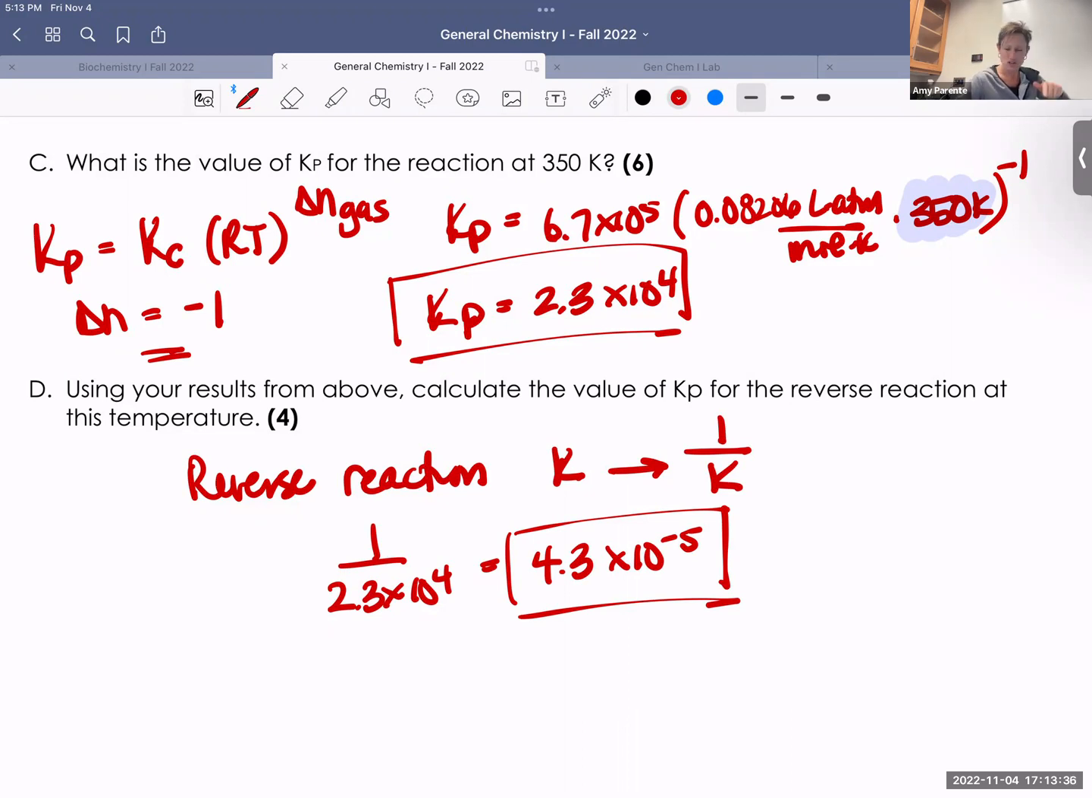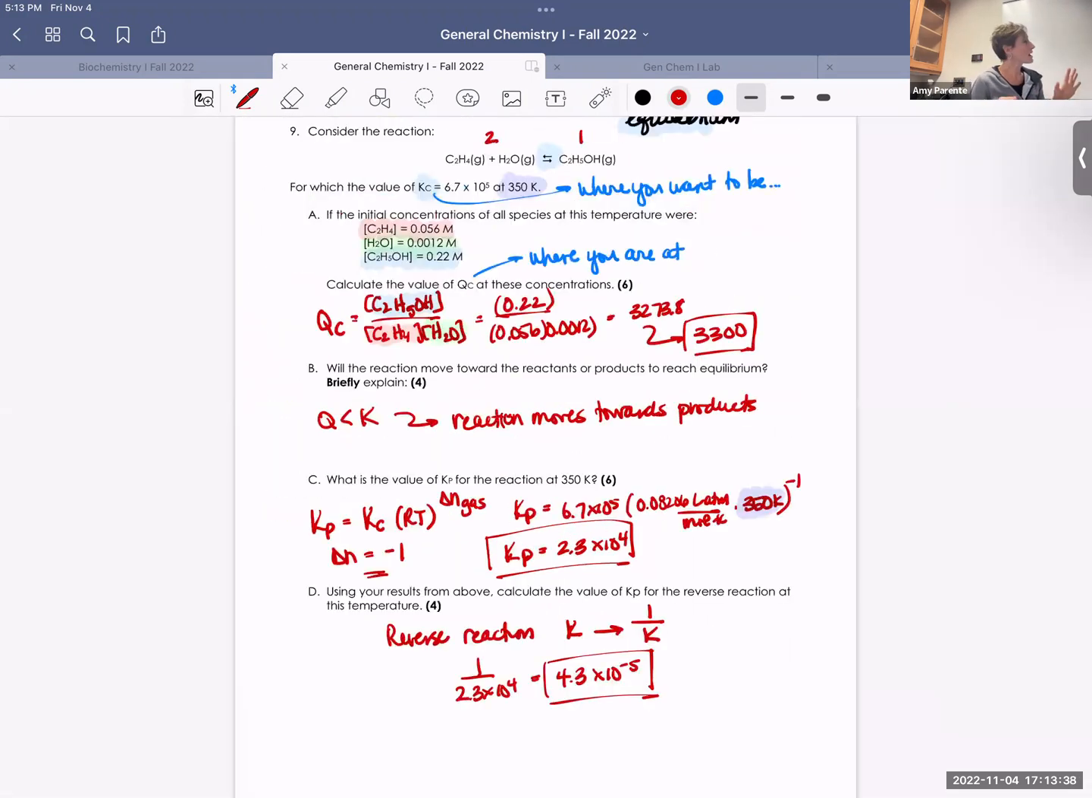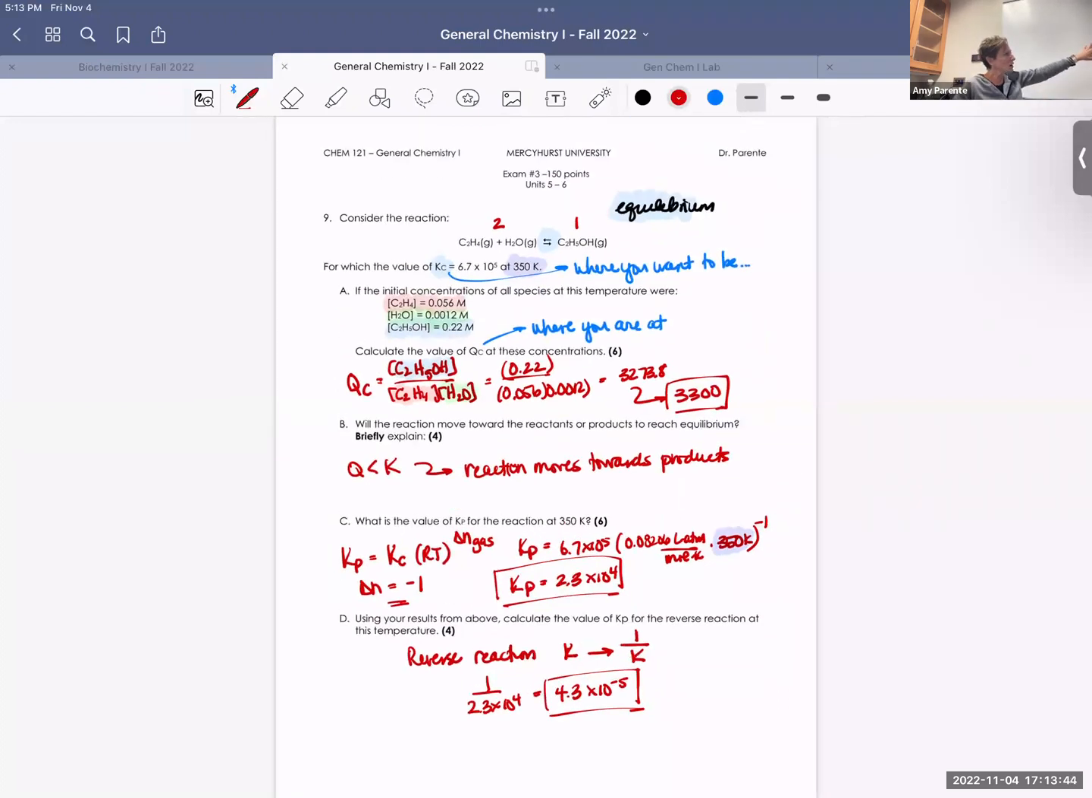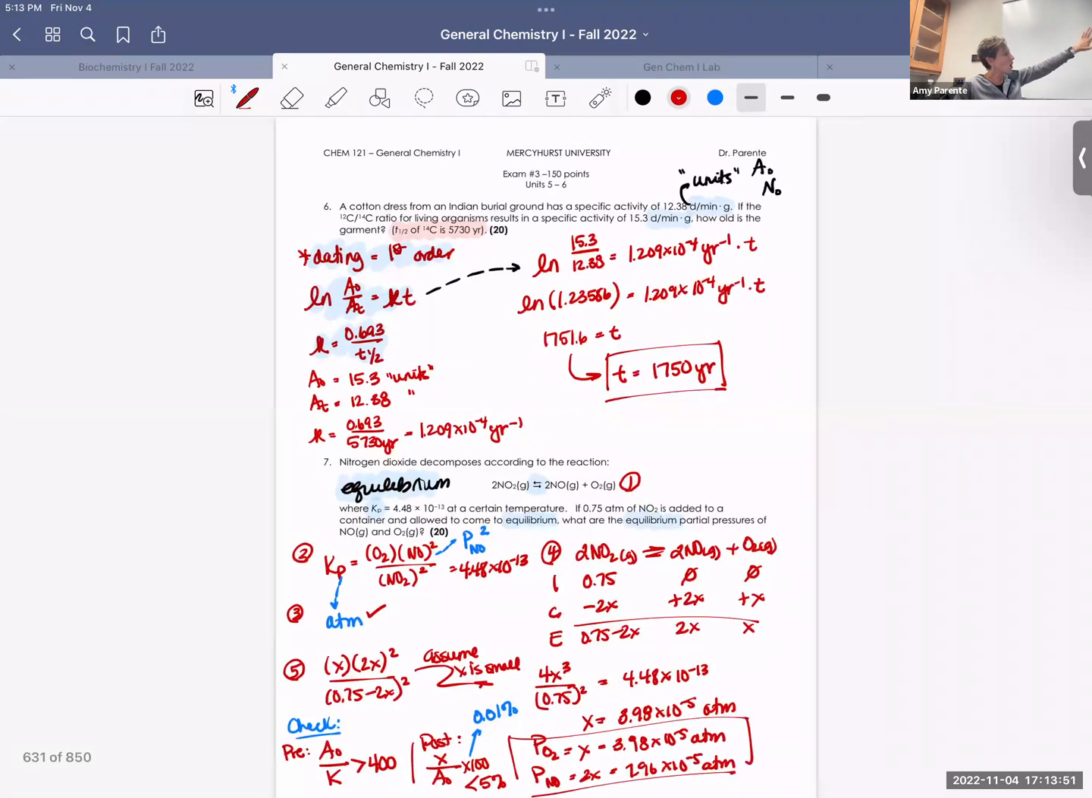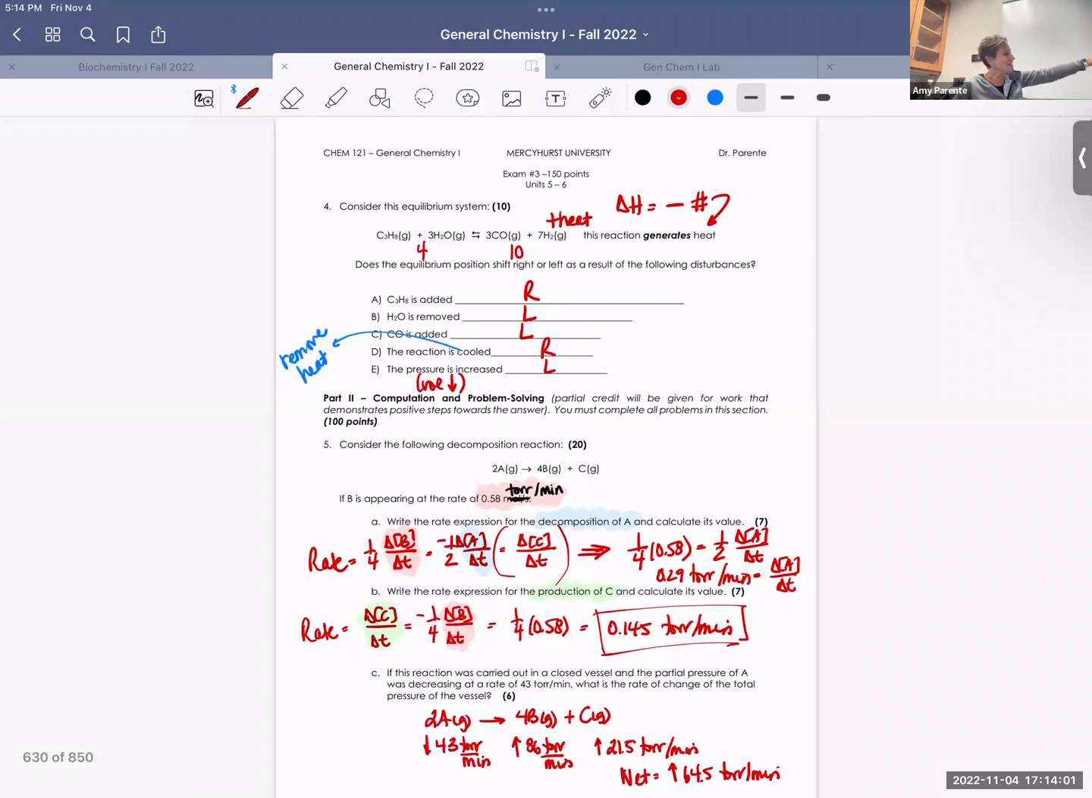Good, questions? Okay, so that wraps up the kinds of questions that everybody is going to have to do. Just refreshing, we're going to have equilibria with Q versus K comparisons and shifting, method of initial rates, a problem dealing with ice tables, either type 1 or type 2, and then an integrated rate law problem. And then we've got a rate expression type problem.